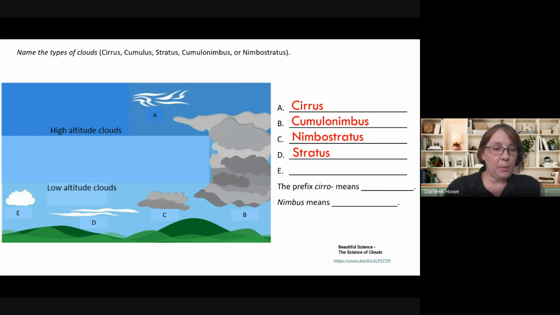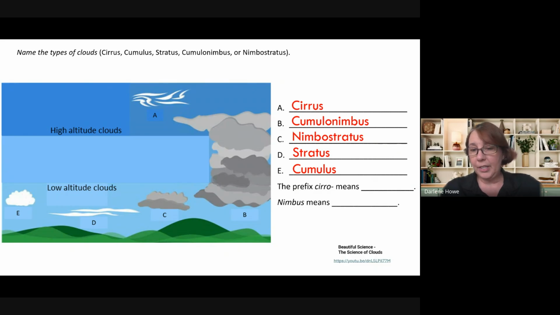All right, so how about E? E is one of those big fluffy clouds. You just want to take a bite out of it. It looks like cotton candy. Which one is E? E is your cumulus. Cumulus clouds.